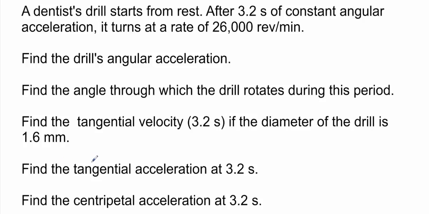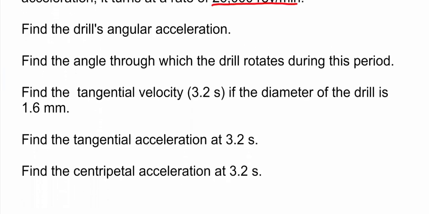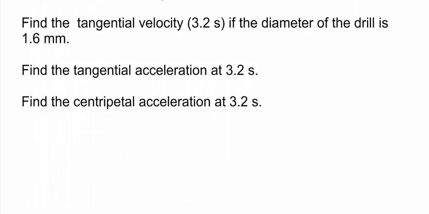And I want to find the tangential acceleration at 3.2 seconds, and I want to find the centripetal acceleration at 3.2 seconds. The first thing we want to do here is change this angular velocity from 26,000 revolutions per minute to radians per second. And to do that, I will come down here.